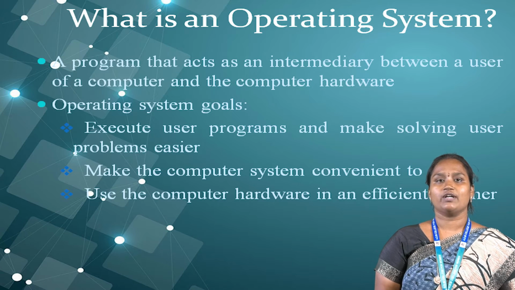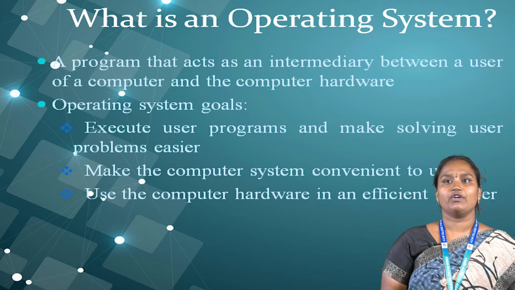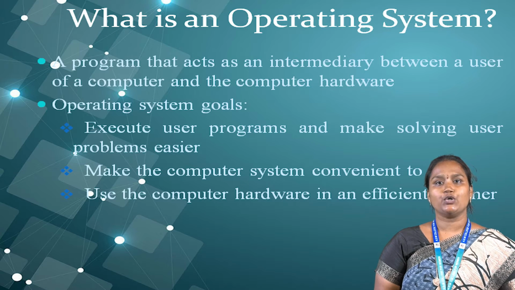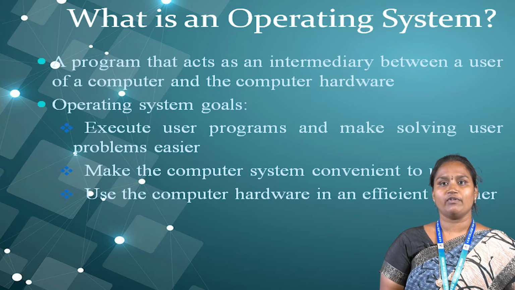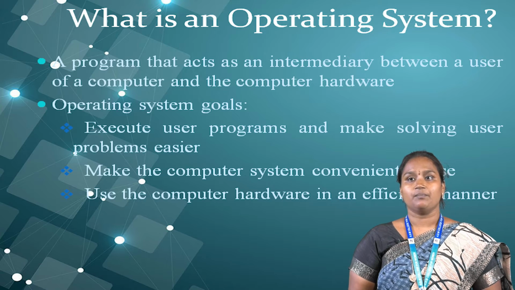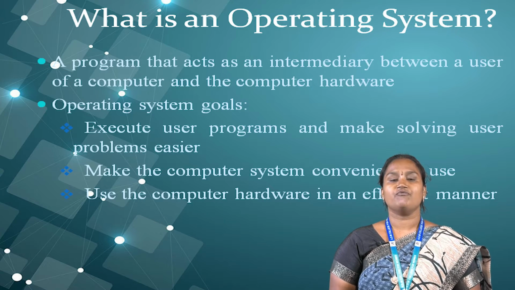First of all, what is operating system? A program that acts as an intermediary between the user of a computer and the computer hardware. Operating system goals: execute user programs and make solving user problems easier. Make the computer system convenient to use. Use the computer hardware in an efficient manner.